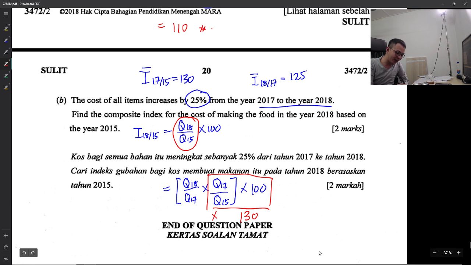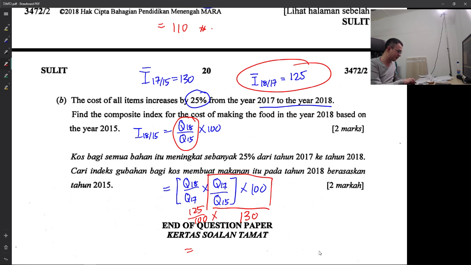And this one, 18 over 17, if I expand from this formula, is 125 over 100. So therefore, my index number is 125 times 130 divided by 100, so it will be 162.5. Yeah, this is how to do the index number like this. I hope my answer is correct.